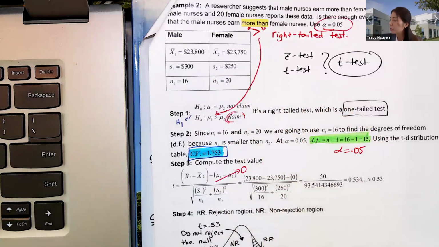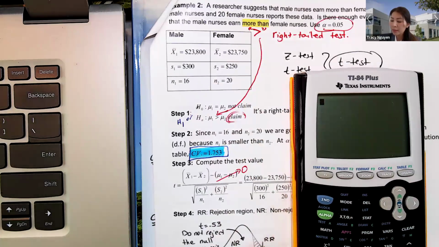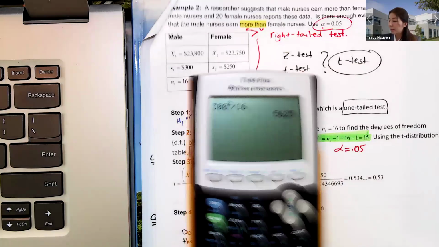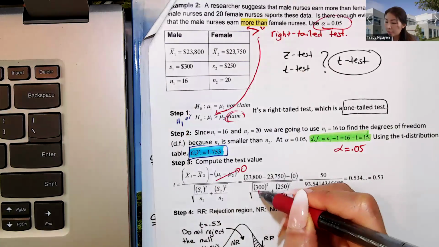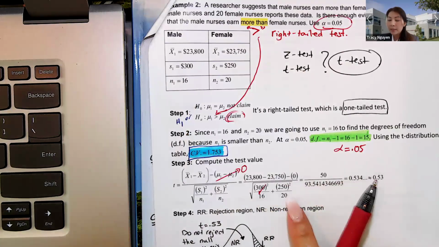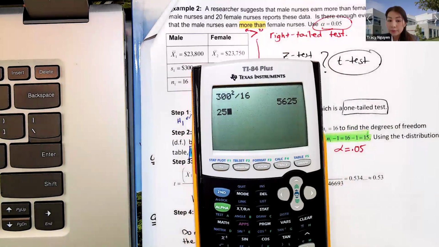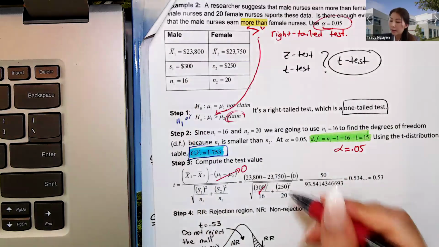Again, I'm going to share my calculator to go over the computation with you here. I'm going to do 300 squared divided by 16. All right, so first computation, 300 squared divided by 16, I have this. So I'm going to go ahead, check off this. I'm done with this computation. Next, I'm going to do 250 squared divided by 20. So 250 squared, dividing it by 20. Here's what I have. I'm going to check off this.